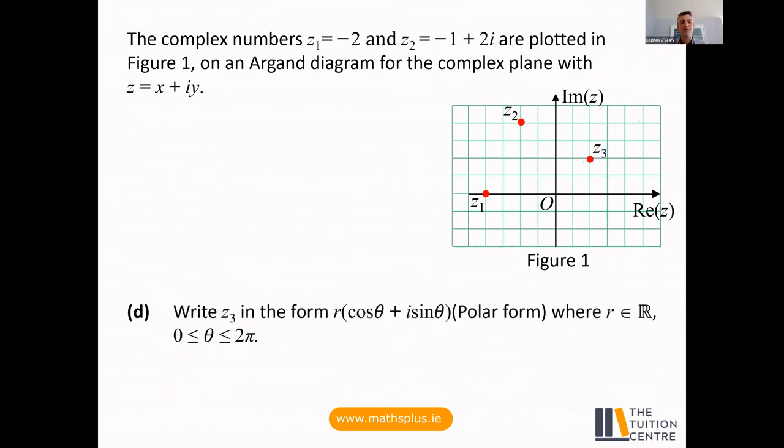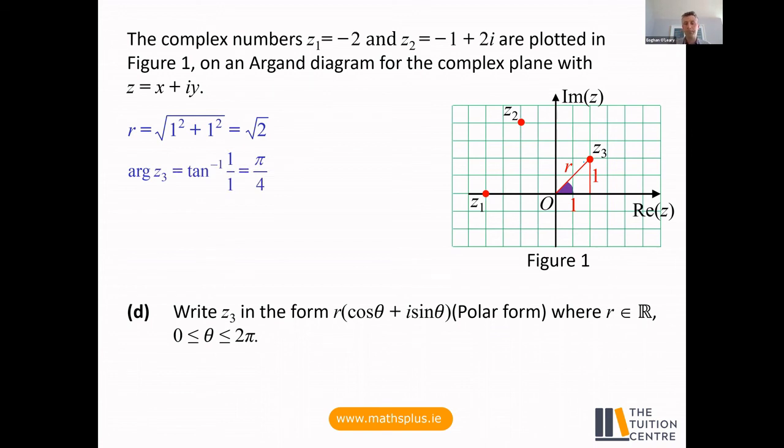Here's the good news. The very last part of the question after that tricky little part C is actually just a very straightforward polar form. It actually just says write z3 in polar form. So again, you can see this theme with the exam, that oftentimes the last part of the question is easier than some of the earlier parts. In this case, I've got to find the modulus. So the modulus is the square root of the real part squared plus the imaginary part squared, or you can think of it as Pythagoras' theorem. You get root 2.